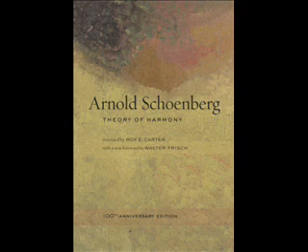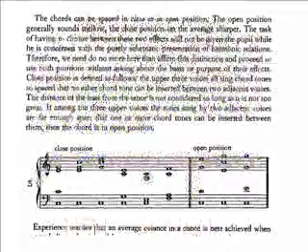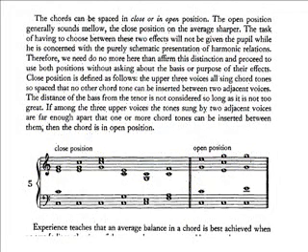Close position is defined as follows. The upper three voices all sing chord tones so spaced that no other chord tone can be inserted between two adjacent voices. The distance of the bass from the tenor is not considered so long as it is not too great. If among the three upper voices the tones sung by two adjacent voices are far enough apart that one or more chord tones can be inserted between them, then the chord is in open position, as this example shows.